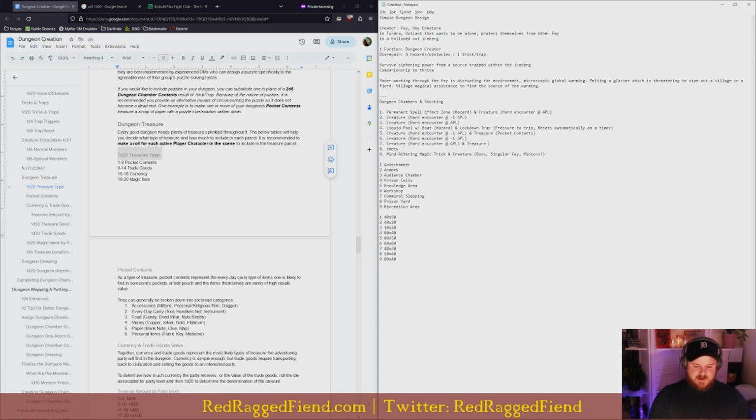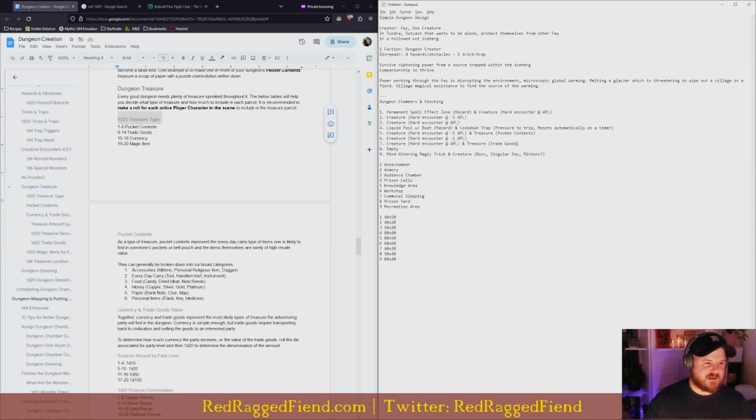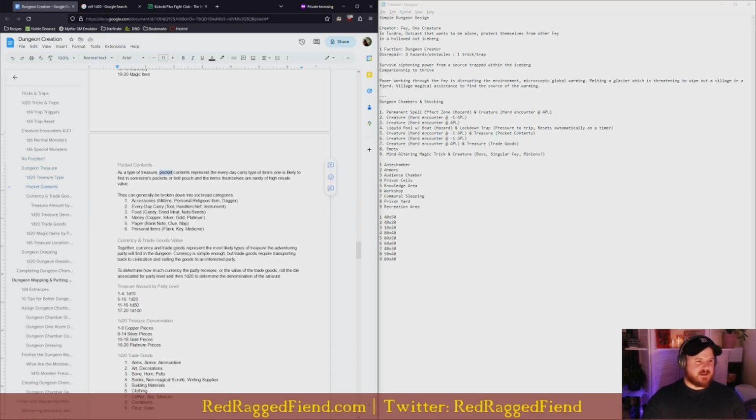And this guy down here, that's going to be trade goods. And we have some more tables that we'll run through that help us figure that out. So in pocket contents, I have a simplified version here, but I have the full table in my actual DM's binder.